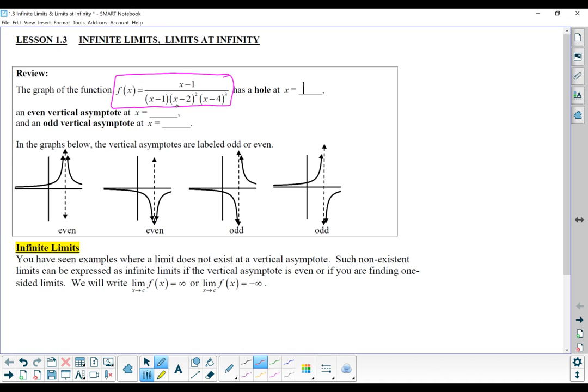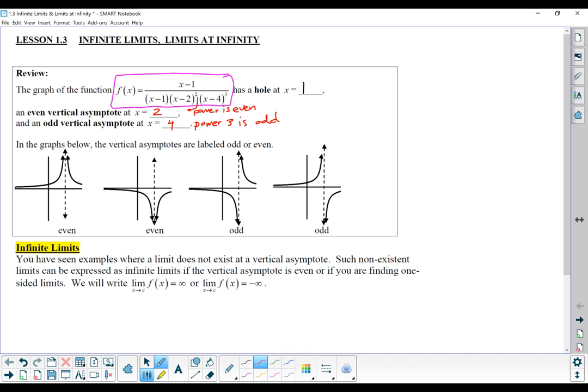The first factor, x minus 2, is going to cause a vertical asymptote, and it has a power of 2. So we would call that an even vertical asymptote at x equals 2. Again, it's even because of that power. 2 is even. And then it would have an odd vertical asymptote at x equals 4, that other factor. The reason we call that an odd vertical asymptote is because the power, 3, is odd.